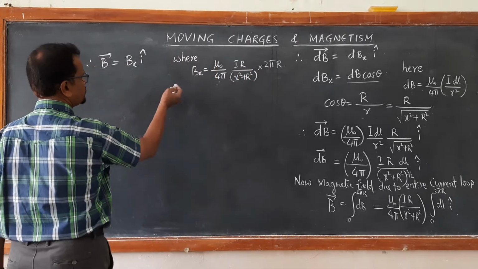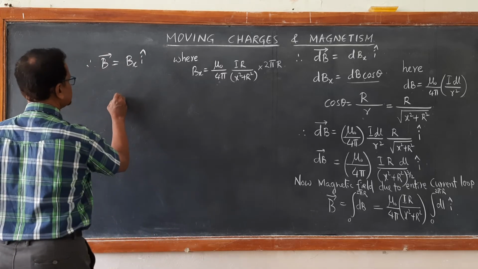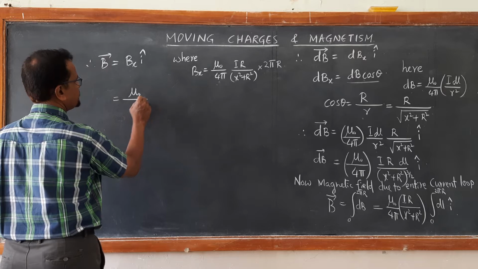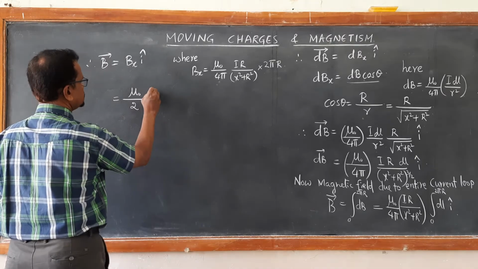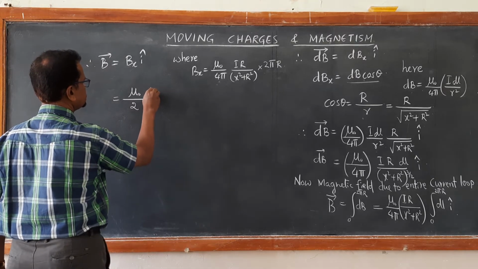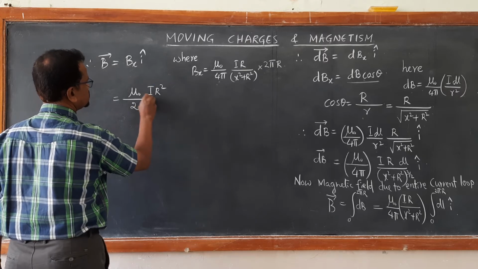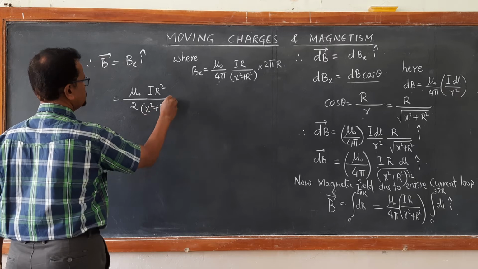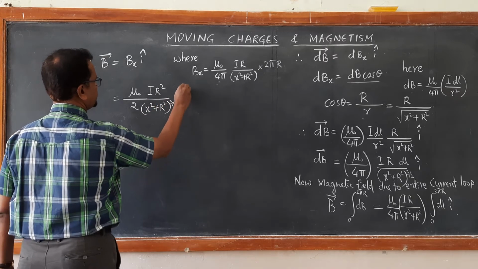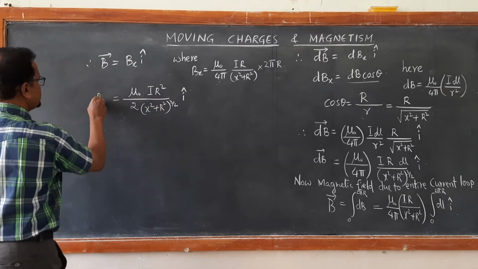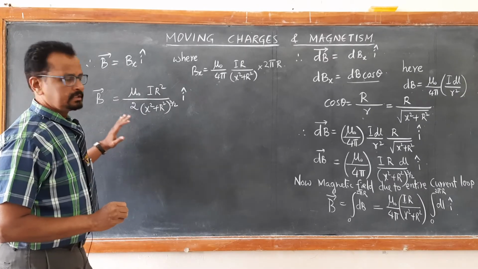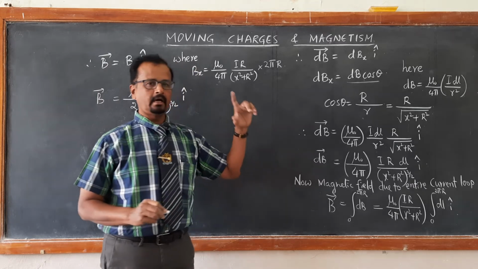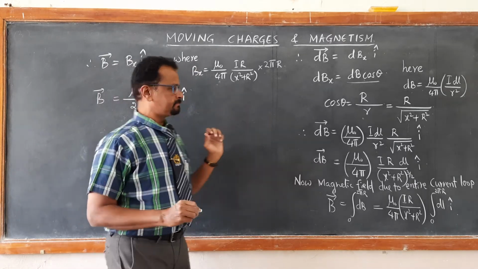Therefore I am going to write here mu naught upon 2 into I r square, whole divided by x square plus r square raised to 3 by 2 I cap, because it is along the x-axis. So, this is the magnetic field due to the entire current loop carrying current I.